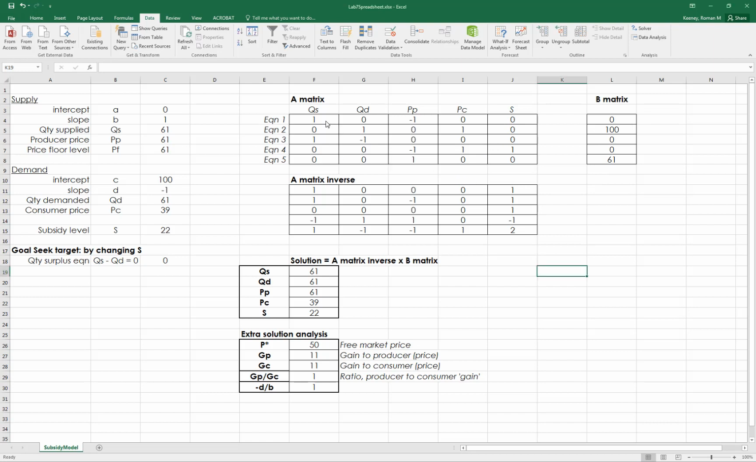Okay, so get the cell references correct, and those will only be up here on the A matrix and the B matrix. We need the cell references. Yeah. What else? So let's go down here to the A matrix inverse. I told you that we were going to let Excel solve for the inverse, and that's what we do.